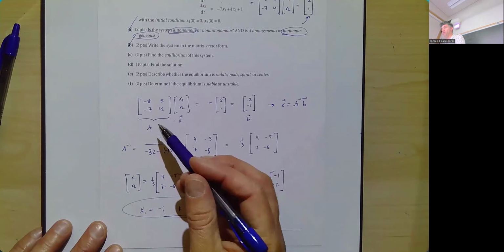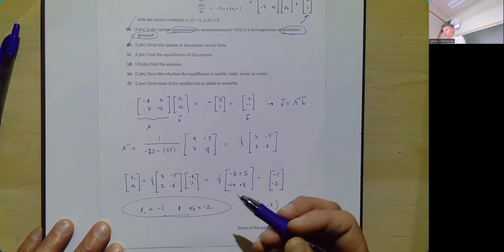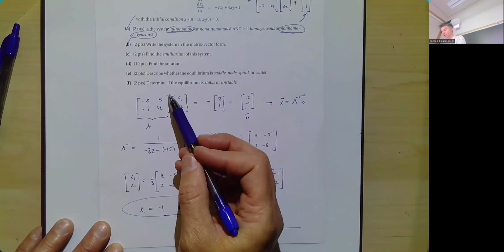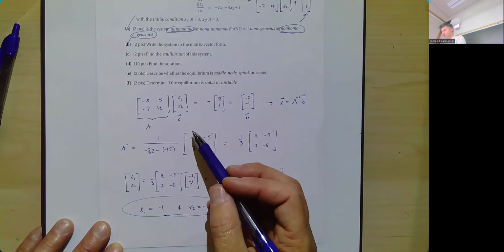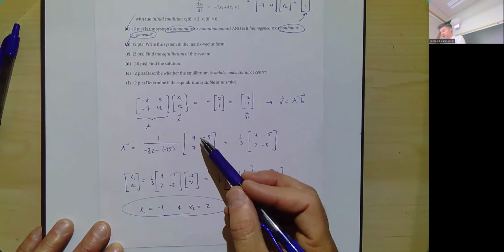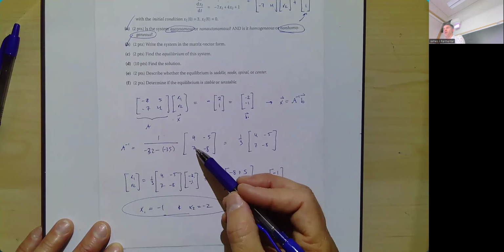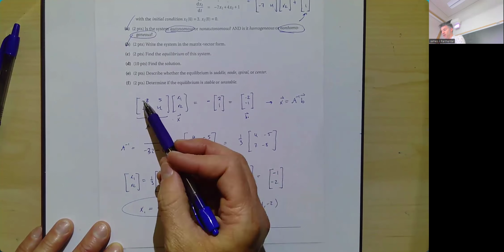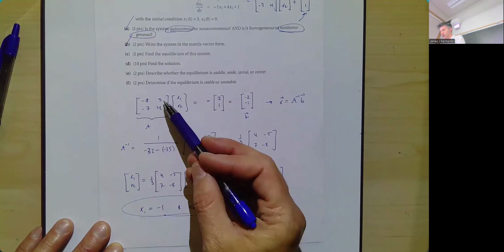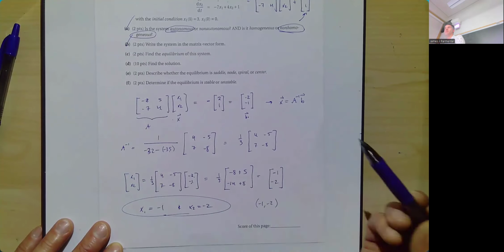And again, for a 2x2 matrix, the inverse is not terrible. You're doing 1 over the determinant. That's 1 over -32 minus -35. And then you're taking that matrix and interchanging the diagonals and changing the signs of the off diagonals. So the -8 and the 4 switch places, and the 5 and the -7 change to -5 and +7.